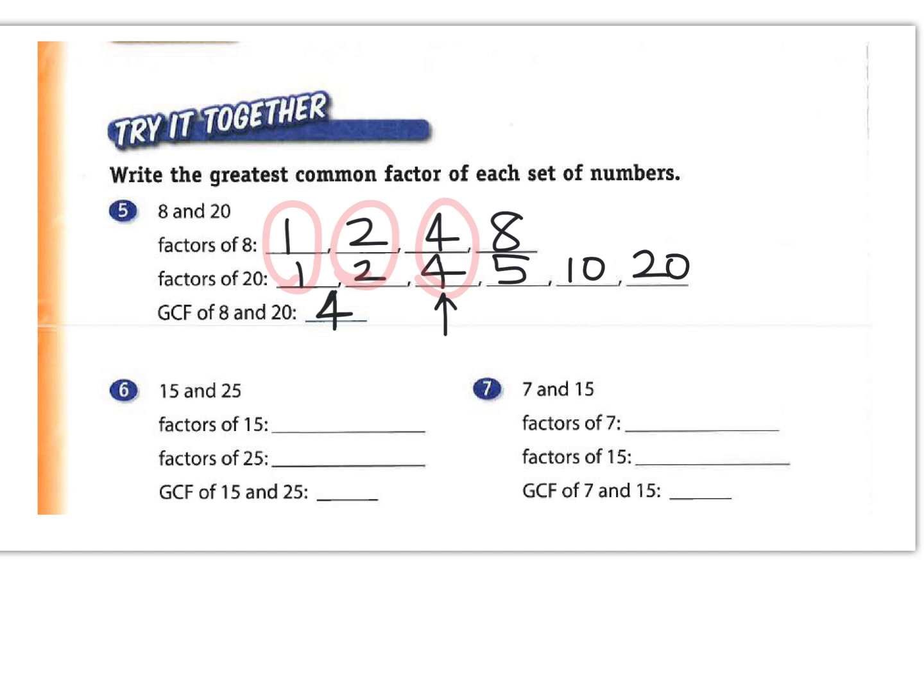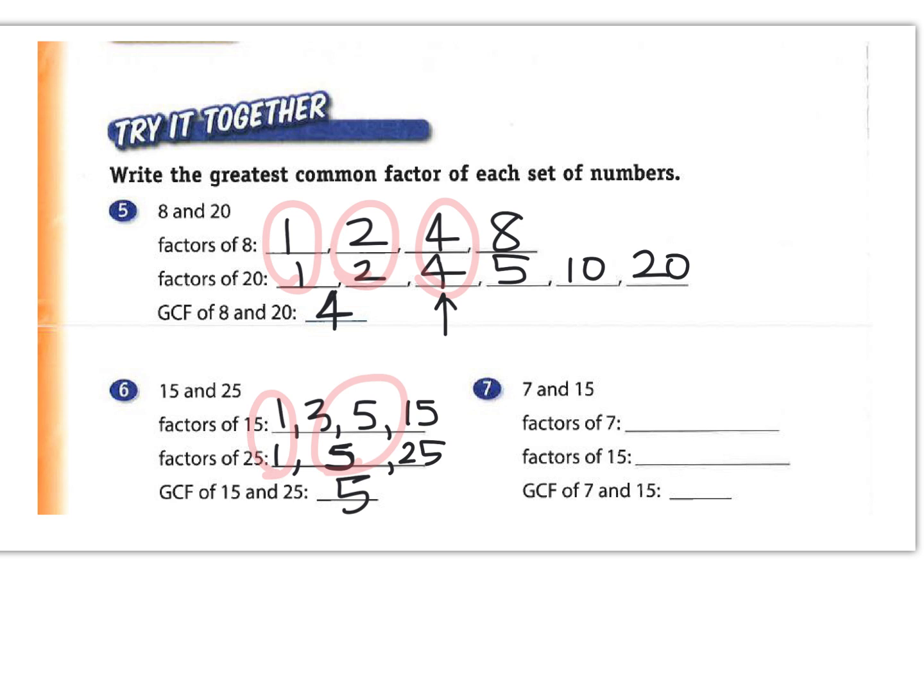Here we have 15 and 25. So we have 1 times 15 and 3 times 5. And then 25, we have 1 and 25. And then 5 times 5, but we only need to write that once. So those are the only factors for 25. And what we have in common is 1 and 5. And we can see the greatest one is 5.